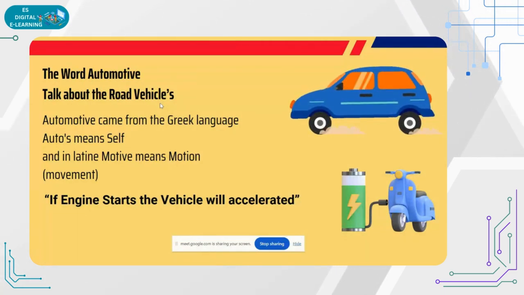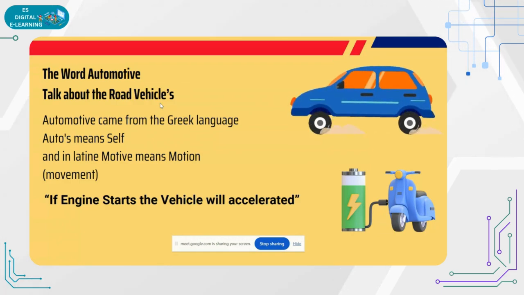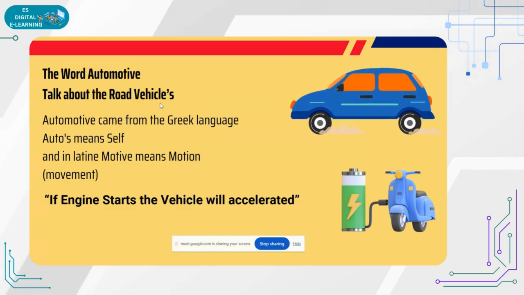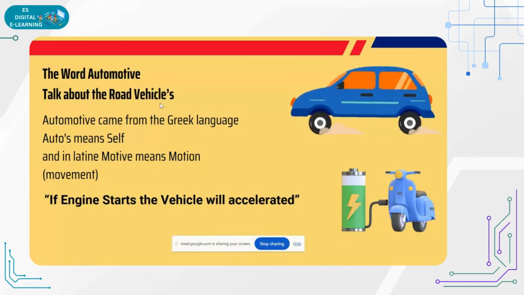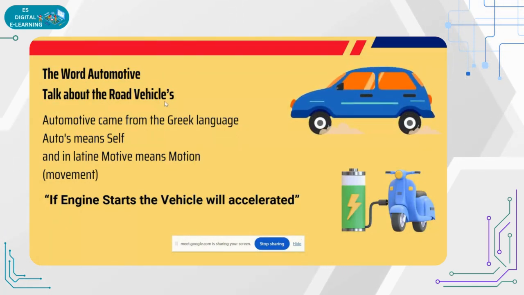The automotive. So if an engine is started in the vehicle, like a car or a bike, or even trains, the vehicle will start moving, or any machine that needs to run. So always the engine is the one that needs to start. Only then can the remaining things be accelerated. So that is a major point, about the word automotive.